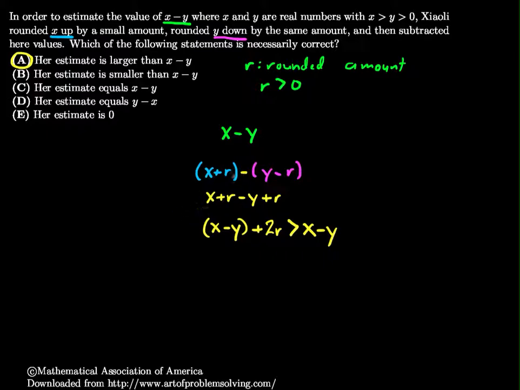If you're not getting this quite yet, let's just put in some numbers, see what happens. Let's say x is 10. Let's say y is 5 and r is 1. Well, 10 minus 5 is, of course, 5. But if I round 10 up to 11, I don't see any good reason to, and I round 5 down to 4, down by 1, this is clearly 7, and 7 is bigger than 5. So that's a more explicit example of that.